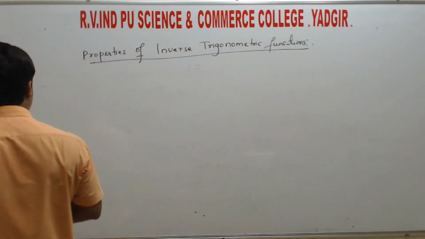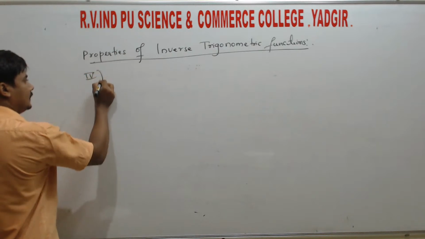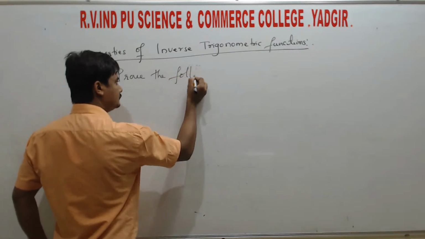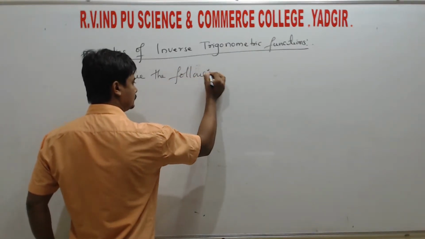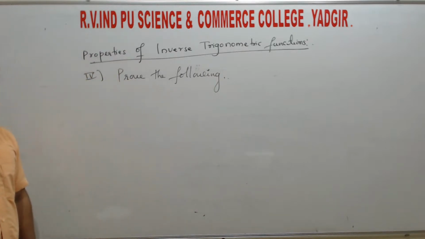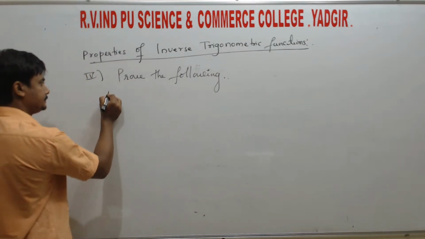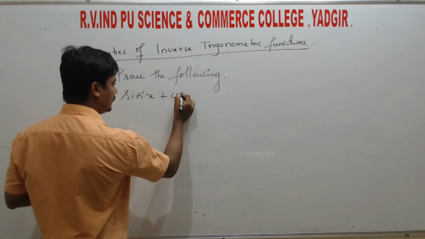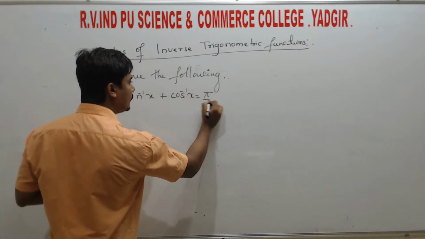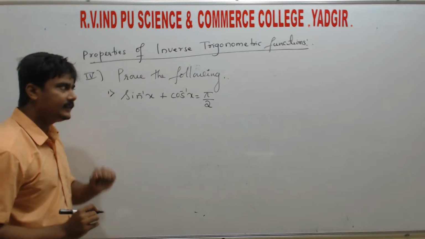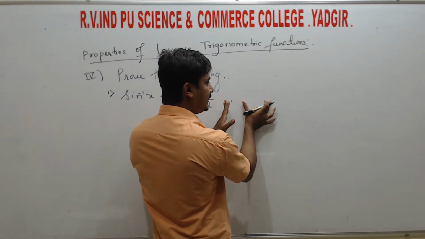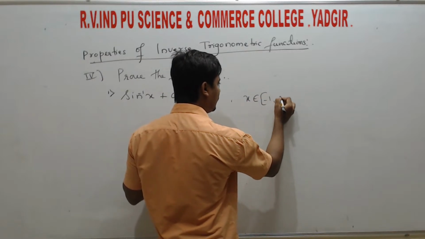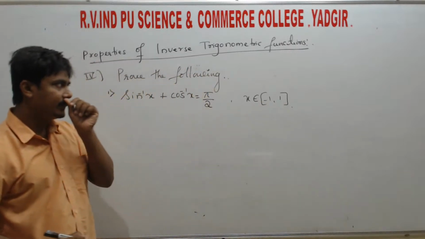Next, set of properties. Prove the following. In that first one, sin inverse x plus cos inverse x equal to pi by 2. And this result holds good. You need to remember these x values even. This result holds good if x belongs to closed interval minus 1 to plus 1.